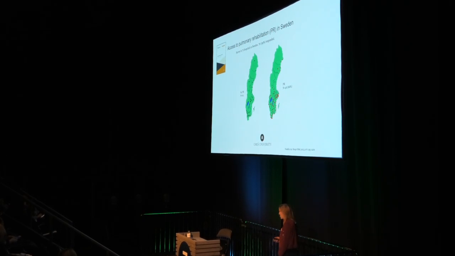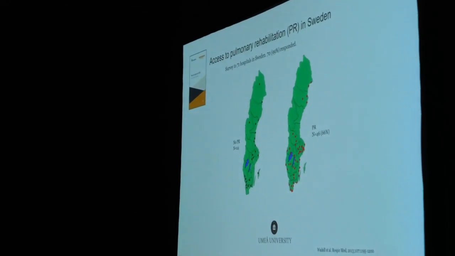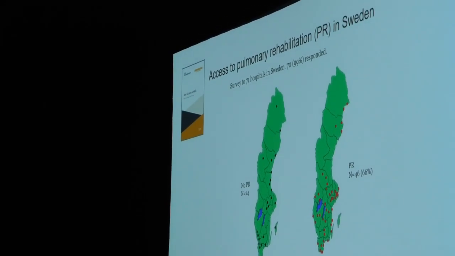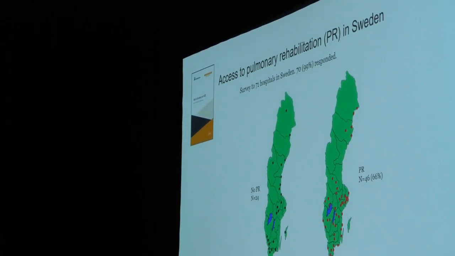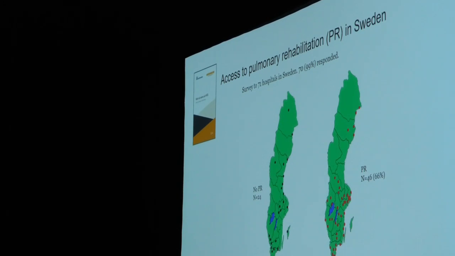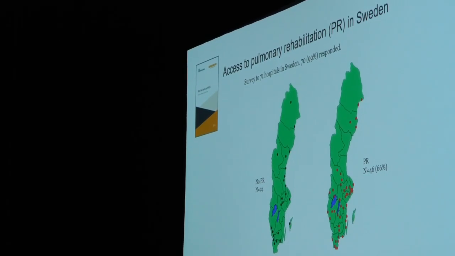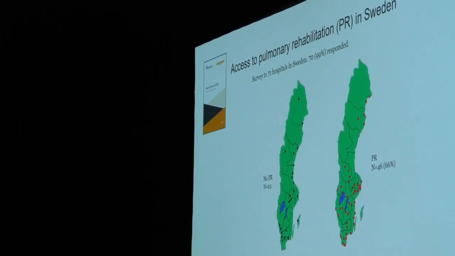We did a survey in Sweden to see how many hospitals gave pulmonary rehabilitation. The black dots, as you see to the left, are hospitals that don't offer, or didn't at that point, offer pulmonary rehabilitation for patients with COPD. And the red dots are the hospitals who did offer. We had a 99% response rate, so this pretty well covered the country. As you see, the northern part of the country is somewhat sparse with hospitals offering pulmonary rehabilitation.